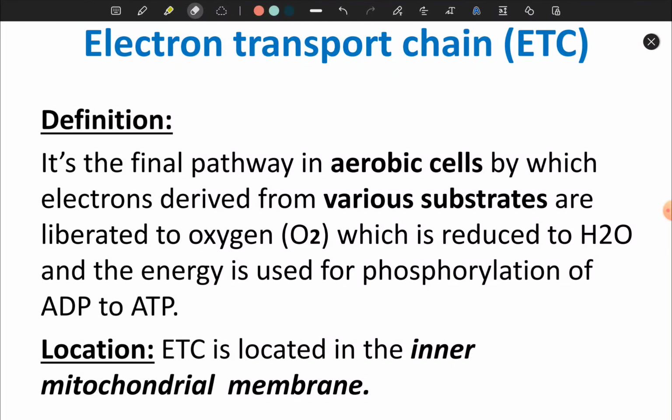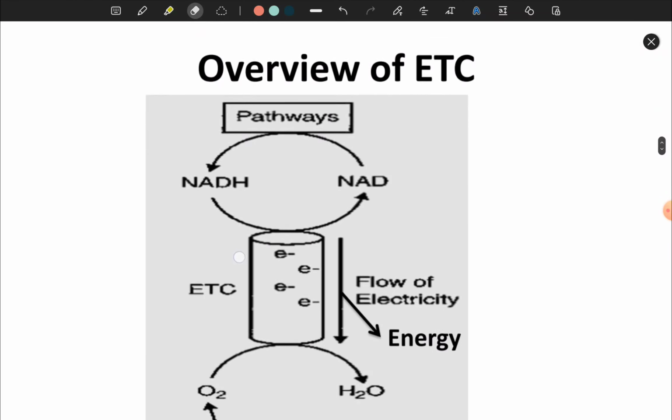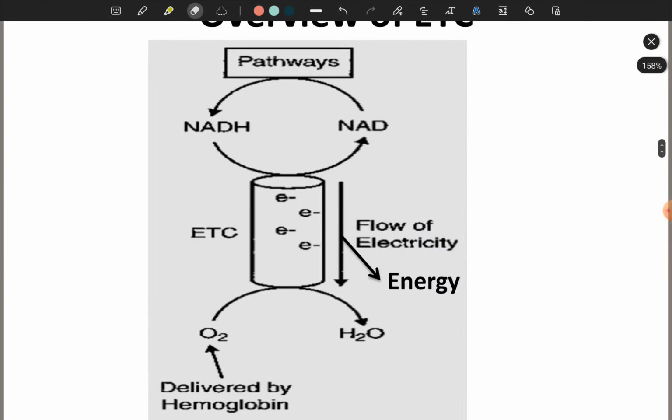What's the location of the electron transport chain? It is in the inner mitochondrial membrane. Of course, the general location is the cytoplasm, the mitochondria, but this is happening exactly in the inner mitochondrial membrane. This is just a little overview or summary of how this happens.